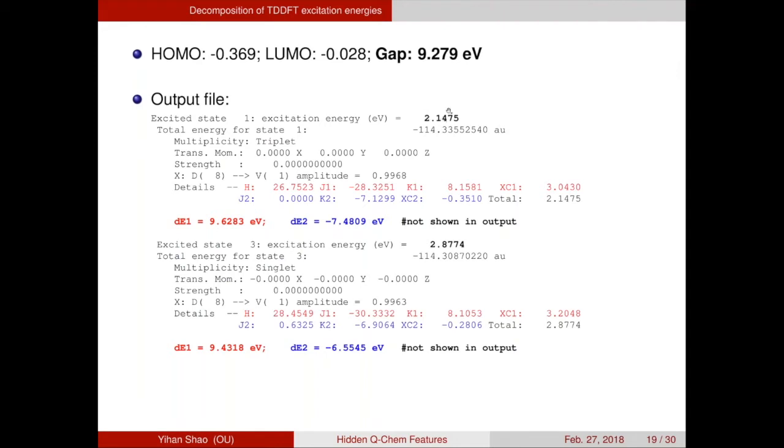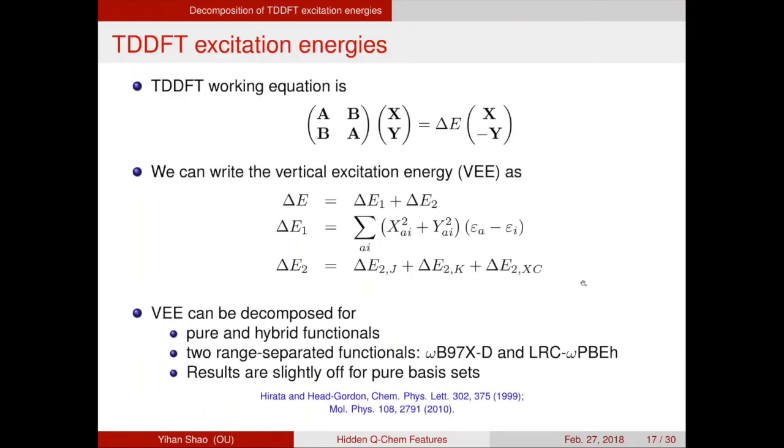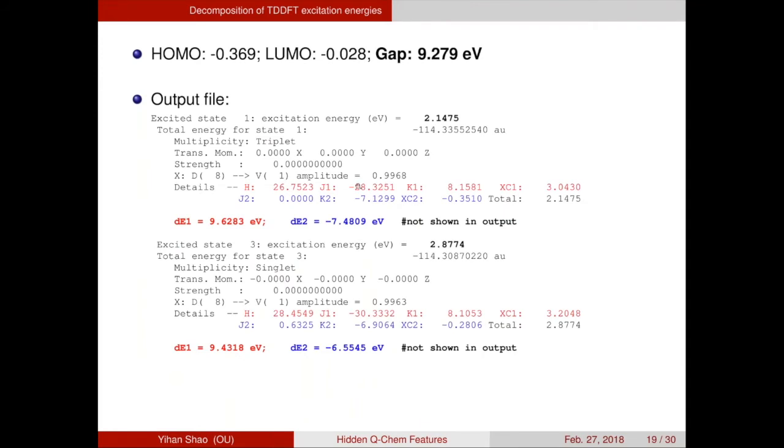If we look at the output, we find that the vertical excitation energy for the lowest triplet excited state is 2.147 eV, and the lowest singlet excited state has a vertical excitation energy of 2.87 eV. Then we can decompose the excitation energy into one-electron and two-electron components. The one-electron components are those red numbers. If we add them together, we get 9.62 eV for the triplet, and for the singlet we have 9.43 eV. That's very close to the HOMO-LUMO gap, which is 9.28 eV if we subtract the HOMO from the LUMO energy.